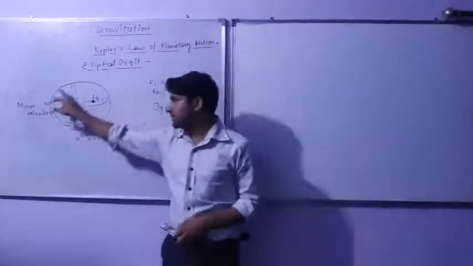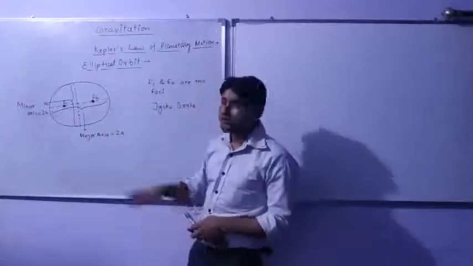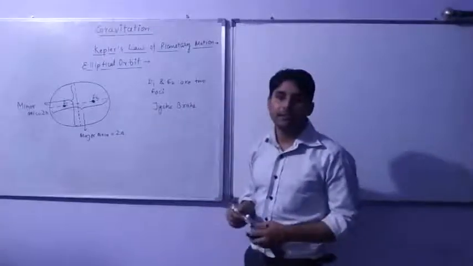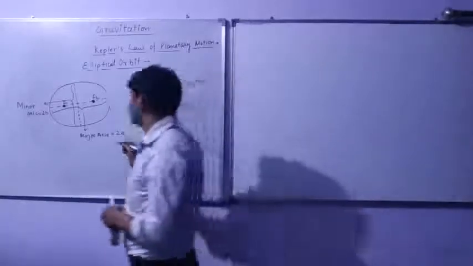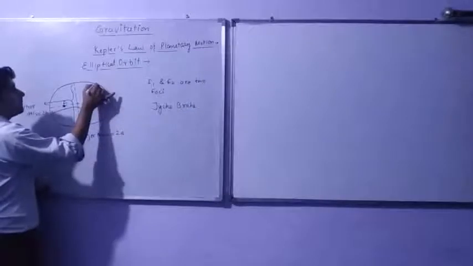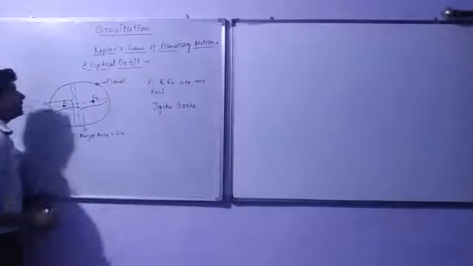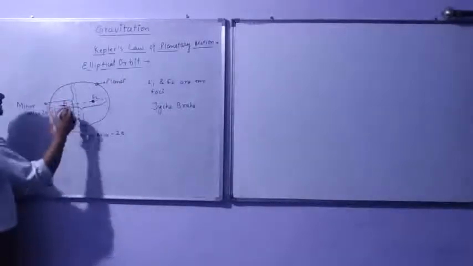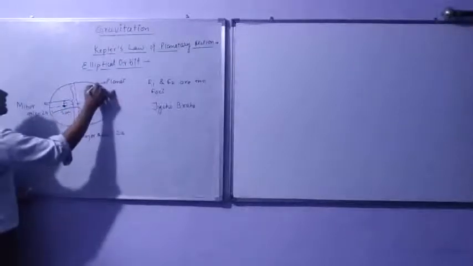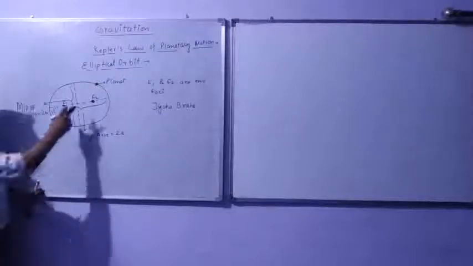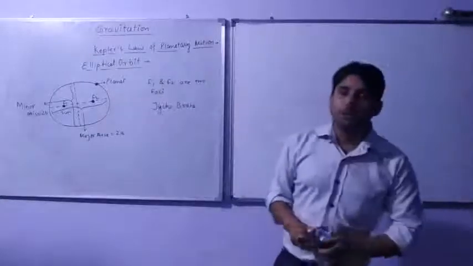This particular shape that I have drawn on this board is called an ellipse. Or just suppose in this orbit something is moving around some other thing like this. Suppose that our planet is this one, and this is moving around the sun like this. Then this orbit will be called an elliptical orbit. This shape has some particular properties that I am going to introduce to you.